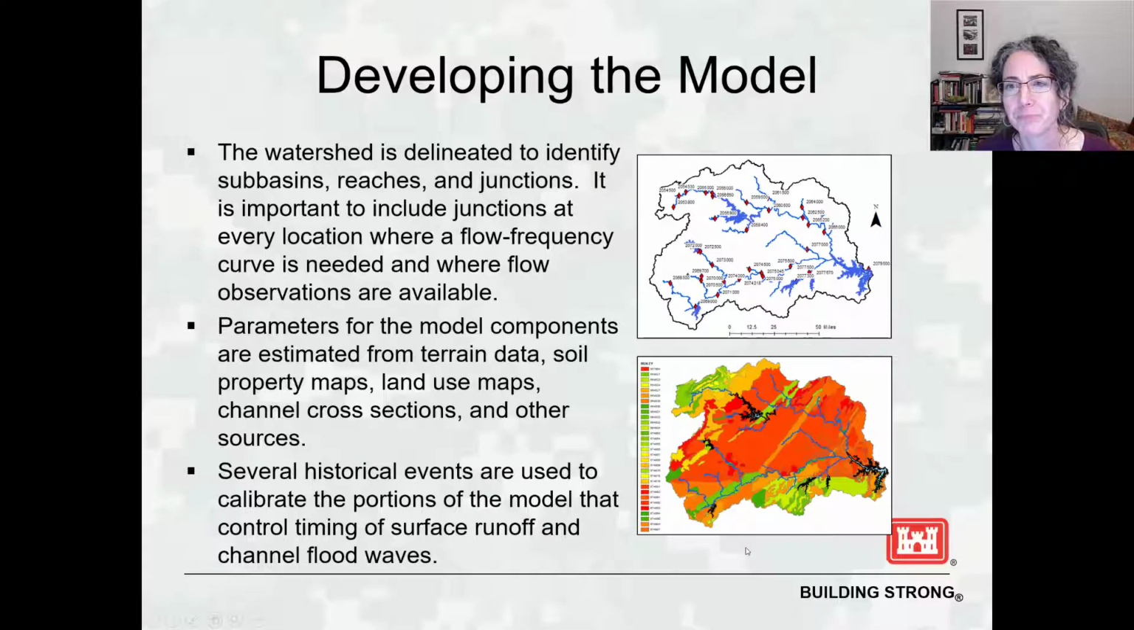So in developing the model, we're going to delineate subbasins, reaches, and junctions. We have to make sure that we have junctions at every location where either a flow frequency curve is needed or where flow observations are available. The initial parameter estimates for model components will be estimated from terrain data, soil property maps, land use maps, and other sources. Several historical events should be used to calibrate the model if at all possible.